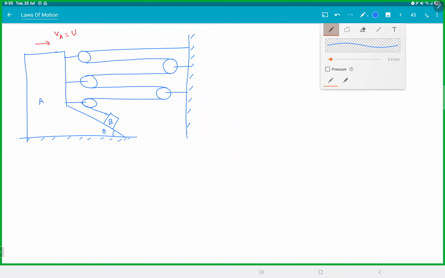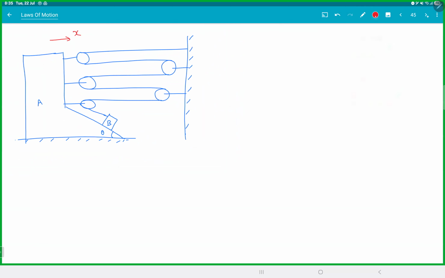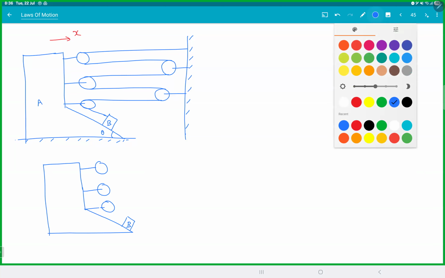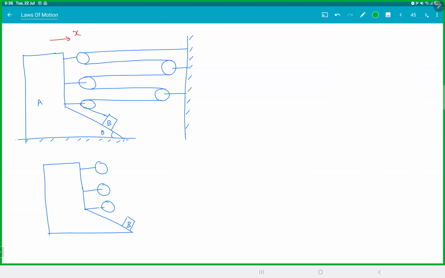So if this thing goes x forward, what will happen? Every time it goes x forward, you can just draw this thing. If you look at the pulleys here, the pulleys will come here. Now notice one thing here. This part of the string will never change.